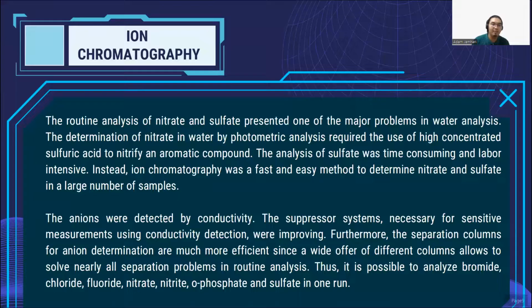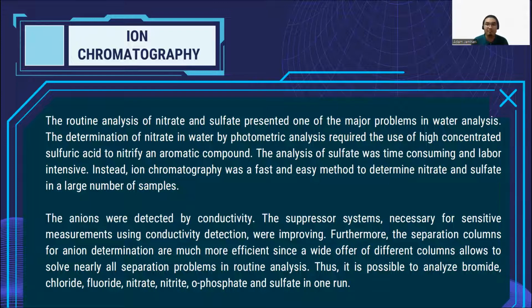So the analysis of nitrate and sulfate presented one of the major problems in water analysis. Determination of nitrate in water by photometric analysis required the use of highly concentrated sulfuric acid to nitrate an aromatic compound. The analysis of sulfate was time-consuming and labor-intensive. Instead, we can use ion chromatography, which is a fast and easier method to determine nitrate and sulfate in a large number of samples. The anions were detected by conductivity.